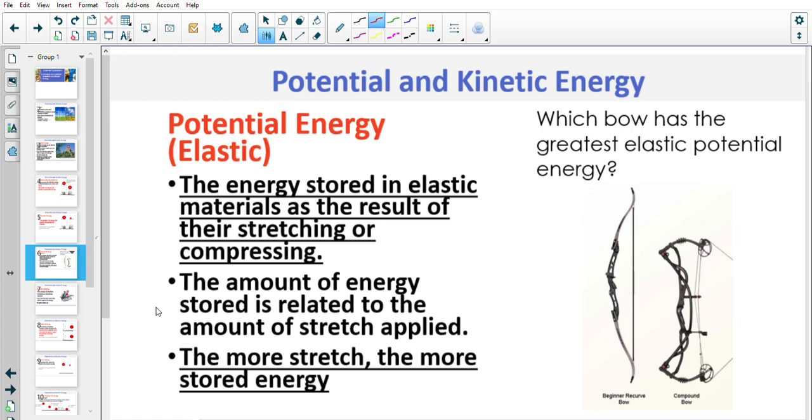Another type of potential energy is elastic. If you take this bow over here and you were to stretch it, well, that wasn't stretching it very good, but if you were to stretch it out and hold it, and you notched an arrow in there, when you released it, its potential while being held immediately becomes kinetic as you release the elastic band and it is set into motion. The amount of energy stored is related to the amount of stretch applied. The more stretch, the more stored energy.